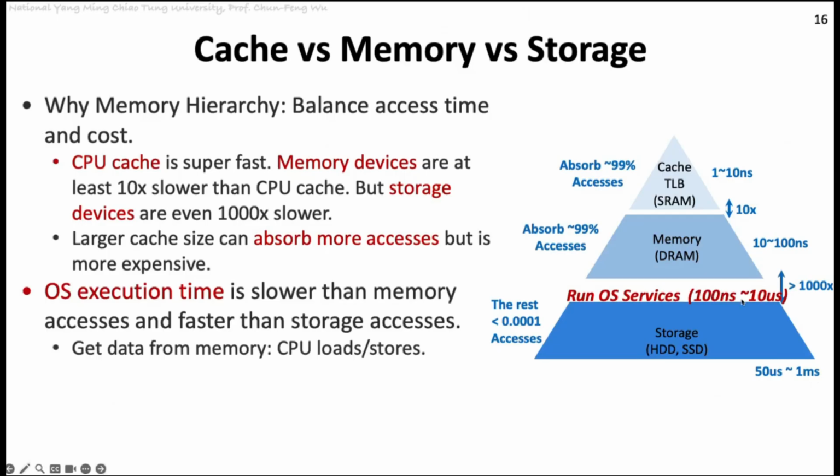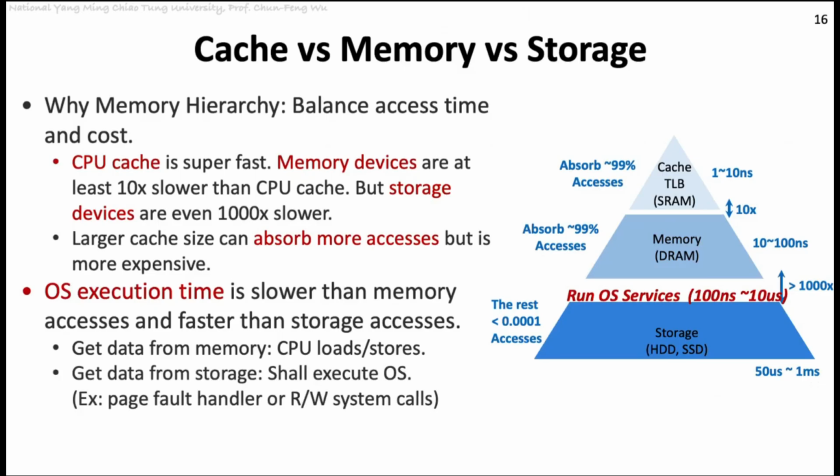Running the operating system takes a little bit more time. When the CPU is getting data from memory, it usually uses a load or store instruction to directly get the data. In that case there is usually no involvement from the operating system. It doesn't really need help from the operating system; the CPU can directly get the data from the memory.